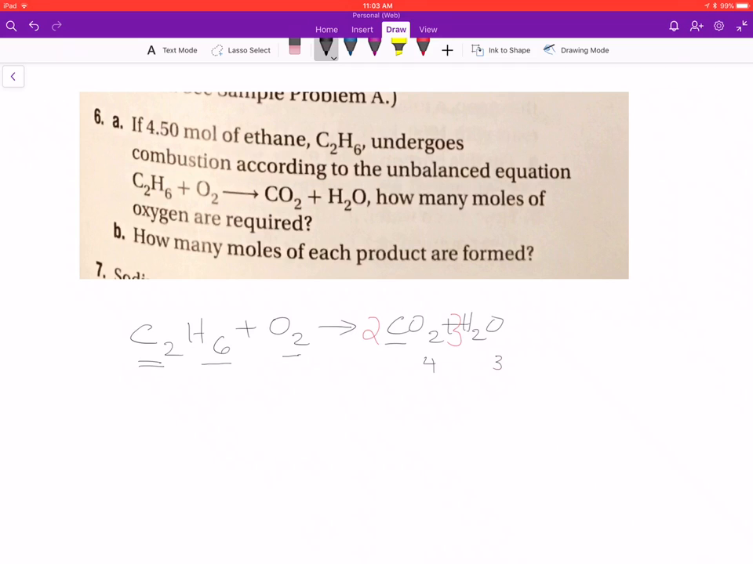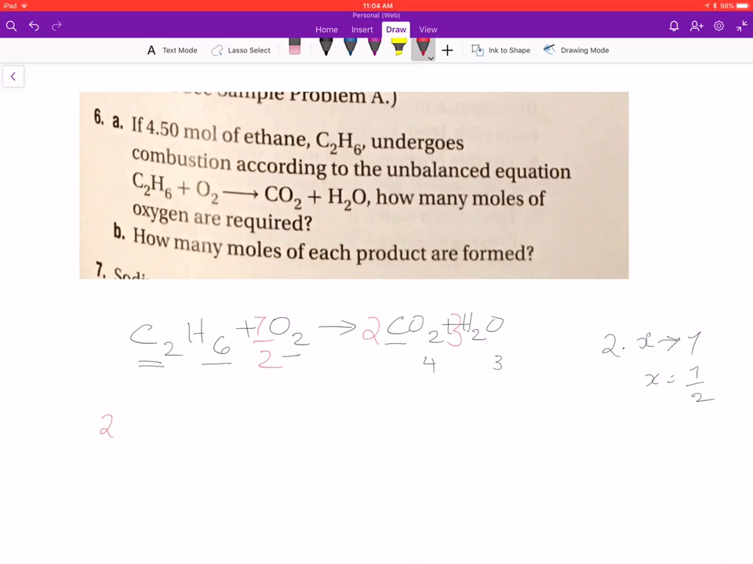So how do you make it? You have only 2 oxygen on the left side. You want to make it 7, right? So 2 times something is 7. So that's 7 by 2. So now you got a balanced equation, but to get rid of the fractions, let's multiply the whole thing by 2, so we can get rid of the fraction.